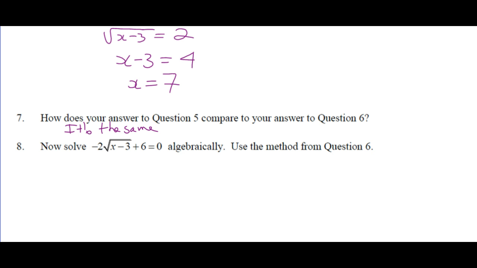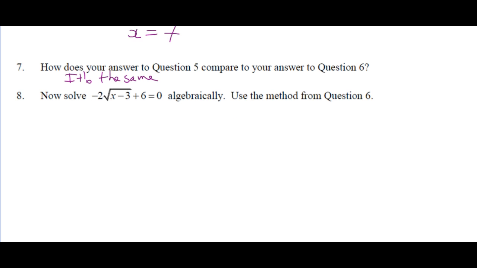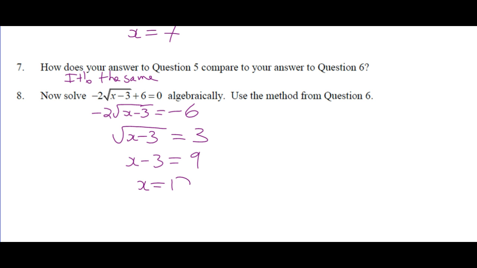Now, solve negative 2 root x minus 3 plus 6 equals 0 algebraically. Use the method from question 6. Okay, subtract 6. Divide by negative 2. Square both sides. Add 3. Done.